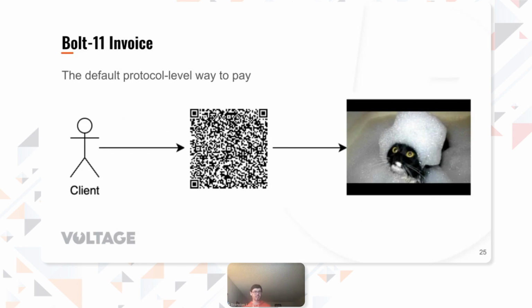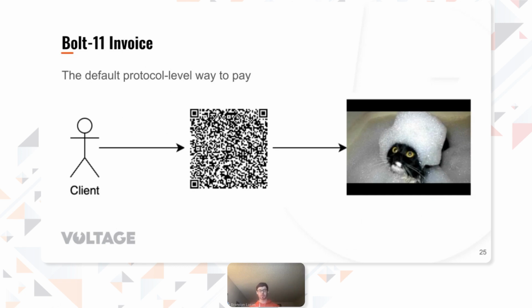But Bolt 11 invoices, okay? This is the default protocol level way to pay on Lightning right now. From a user's perspective, it's a pretty simple payment flow. You will try to access a piece of content online, let's say you want a picture of a cat in a bathtub. And what you'll be met with is an invoice. You can scan that invoice or pay that invoice, with whatever method, and you'll be shown the content, right?